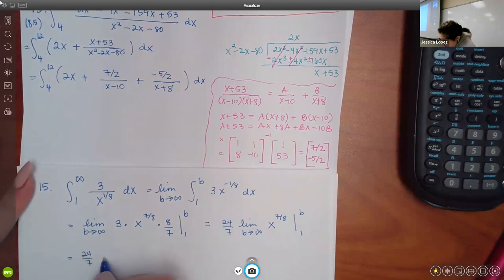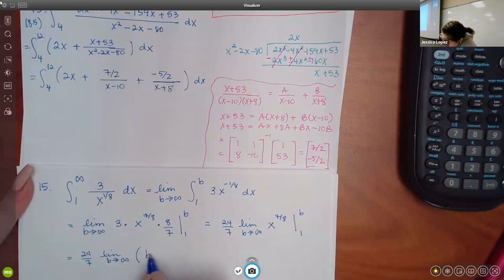Now, when I apply that fundamental theorem of calculus, we will get b to the 7/8 minus 1 to the 7/8.